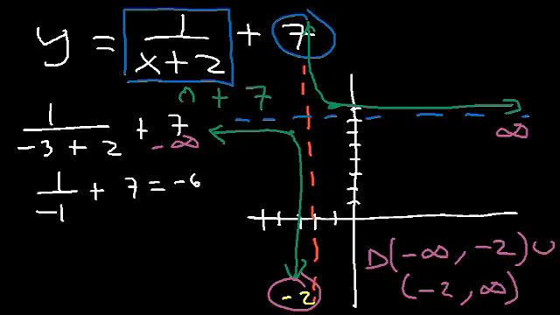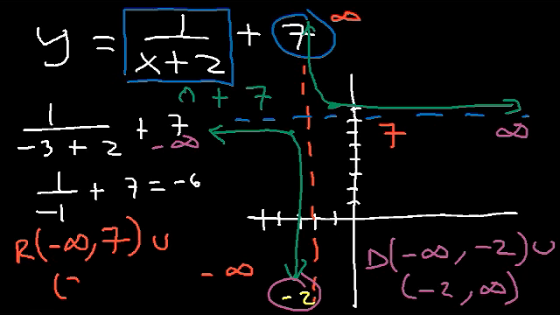Now for the range, all you need to do is remove the horizontal asymptote. The lowest y value that the function can be is negative infinity, and the highest is infinity. However, y can't be 7. It's not going to touch the horizontal asymptote, so therefore the range is going to be negative infinity to 7, union 7 to infinity.